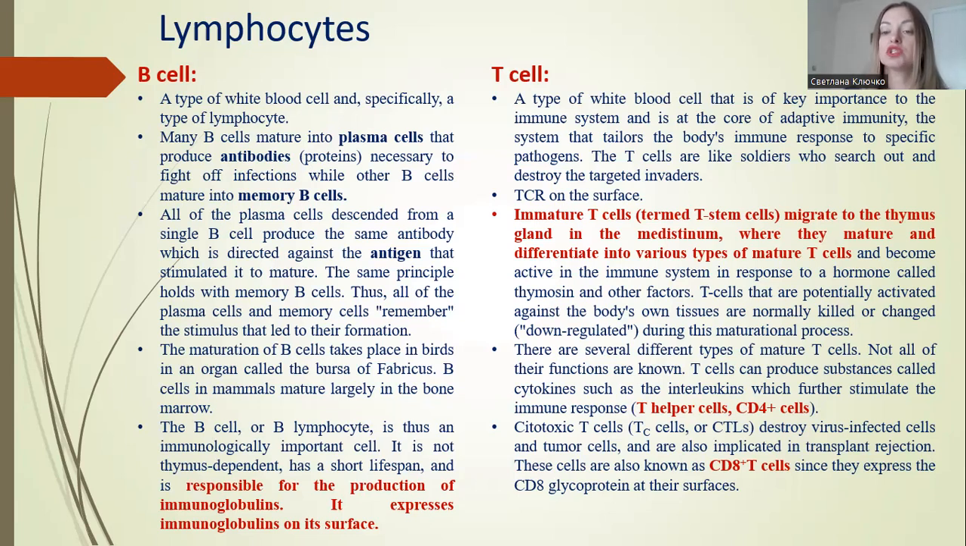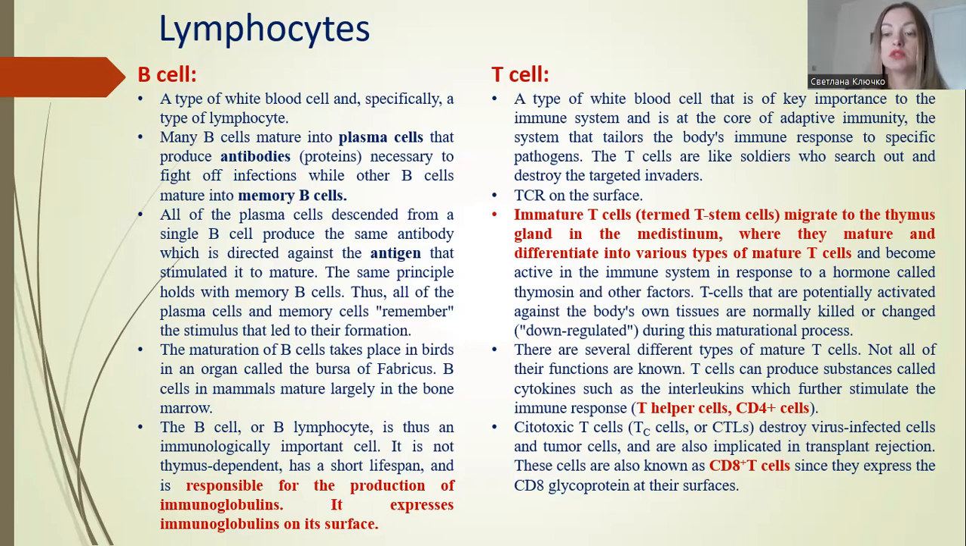Immature T cells, called T stem cells, migrate to the thymus gland in the mediastinum, where they mature and differentiate into various types of mature T cells, and become active in the immune system in response to a hormone called thymosin and other factors. T cells that are potentially activated against the body's own tissues are normally killed or down-regulated during this maturation process. There are several different types of mature T cells. Not all of their functions are known.